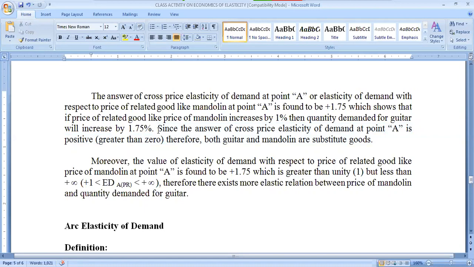Moreover, the value of elasticity of demand with respect to price of related good, like the price of mandolin, at point A is found to be plus 1.75, which is greater than unity but less than plus infinity, right? So elasticity of demand at point A with respect to price of related good is less than plus infinity, but greater than plus 1. Therefore, there exists a more elastic relation between price of mandolin and quantity demanded for guitar.